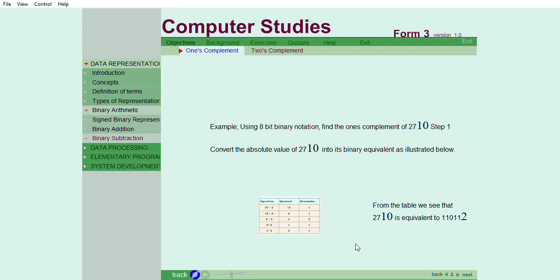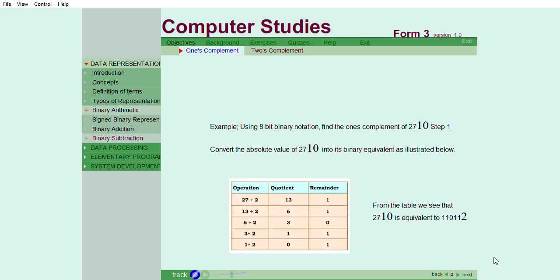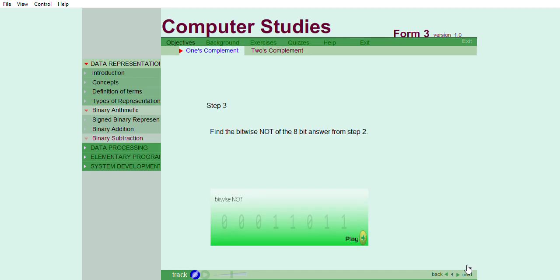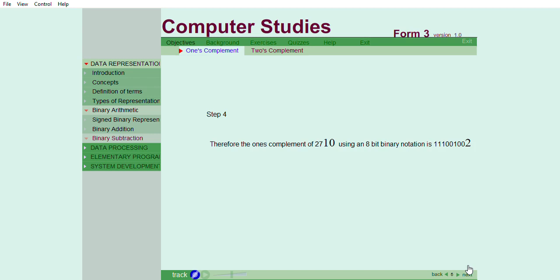For example, using 8-bit binary notation, find the ones complement of 27 to the base of 10. Step 2. To convert this answer into an 8-bit binary notation, add zeros to the left as illustrated below. Step 3. Find the bitwise not of the 8-bit answer from step 2. Step 4. Therefore, the ones complement of 27 to the base of 10 using an 8-bit binary notation is 11100100 to the base of 2.